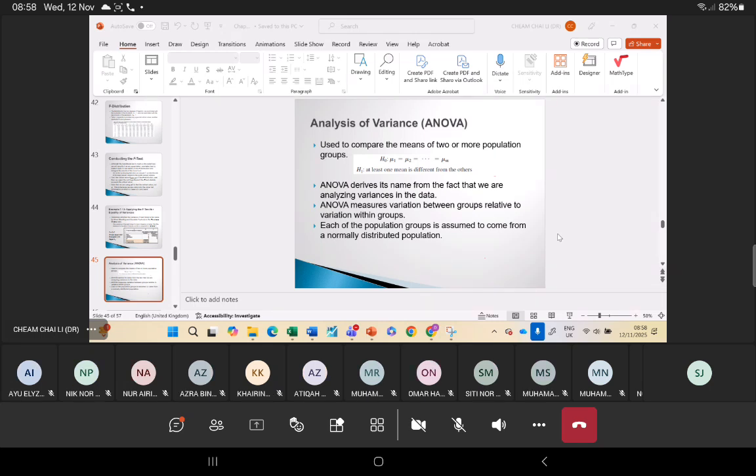Okay, you can also refer to the notes, right? So this is one way ANOVA. This is how you write your hypothesis. In the null hypothesis, all the mu are the same. And in the alternative hypothesis, you can write mu1 not equals to mu2 not equals to mu3. Or you can also write in a statement saying that at least one of the means is different from the others. Or not all the means are equal.